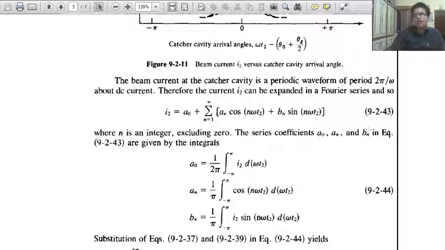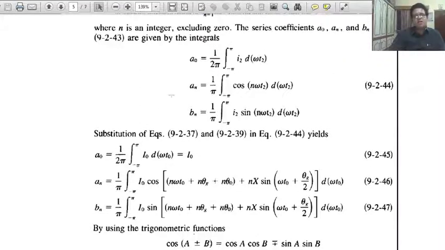The series coefficients are given by the equations in integral form. You are familiar with these expressions when you do the Fourier transformations. A0 is given by 1 upon 2 pi, integral from minus pi to pi of I2 d omega t2, and an is given by 1 upon pi, integral from minus pi to pi of I2 cos n omega t2 d omega t2, and bn is I2 sin n omega t2 d omega t2.